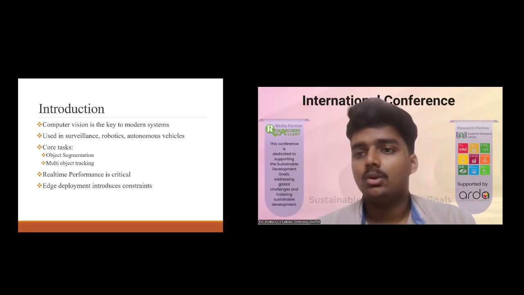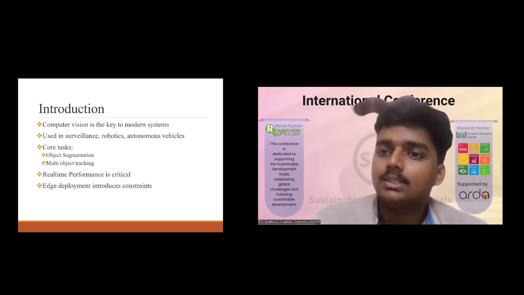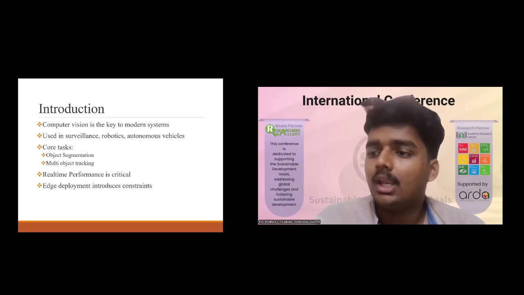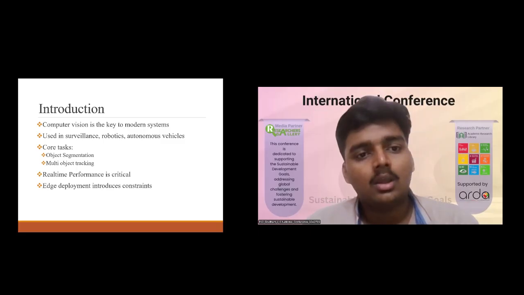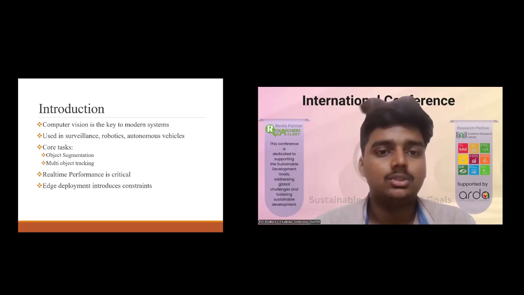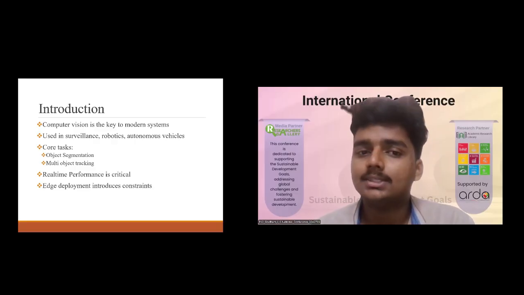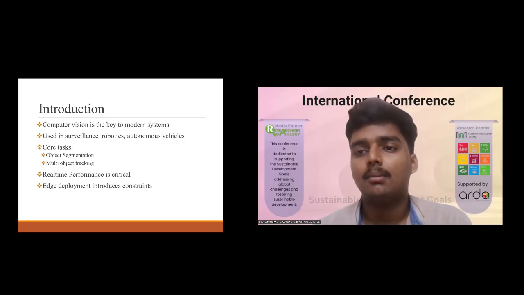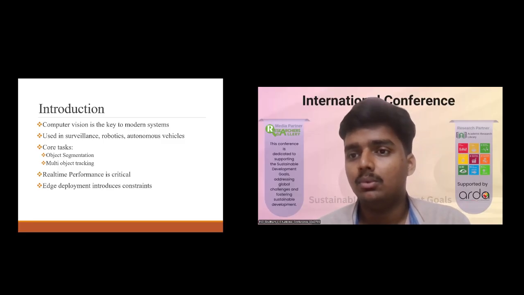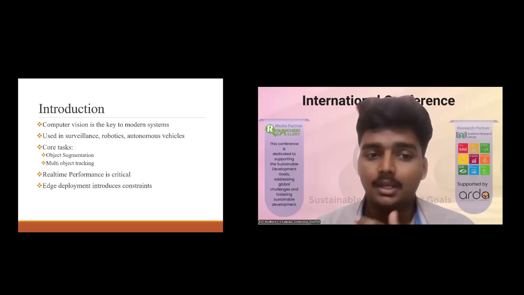Coming to the topic, our research works with computer vision. Computer vision is a key technology for modern systems, and it is used for surveillance, robotics, autonomous vehicles, and more. The task we are working with is object segmentation and multi-object tracking. In multi-object tracking, there may be multiple objects within the view, and we track each object and its movements, and a vector will be created.